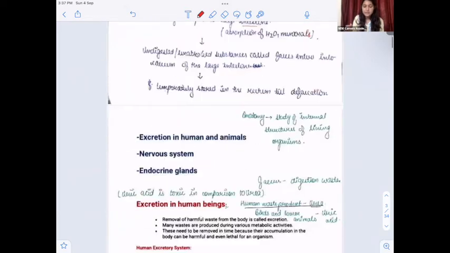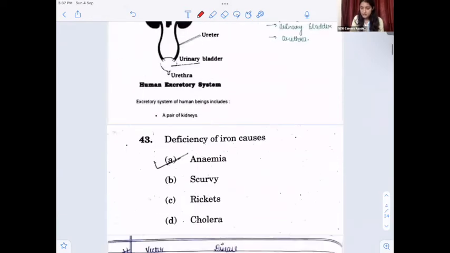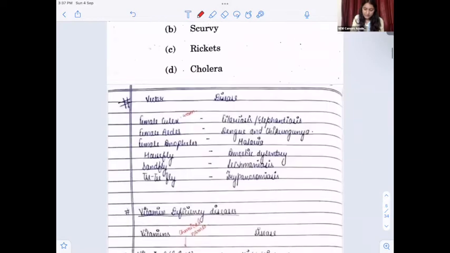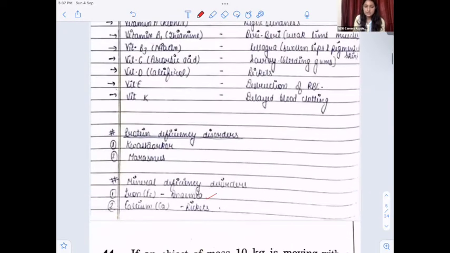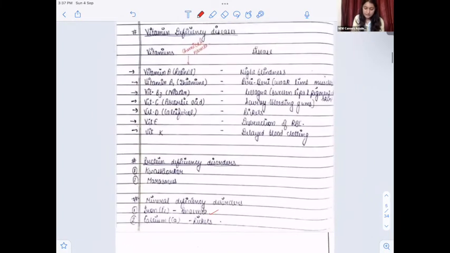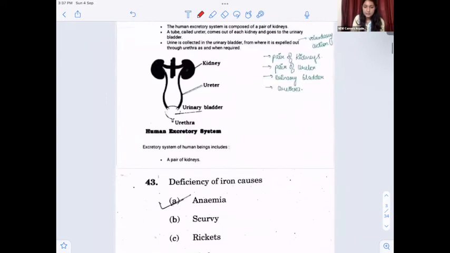Next question, deficiency of iron causes. Deficiency of iron, as you can see from notes here, iron deficiency causes anemia. So answer is option A, anemia.